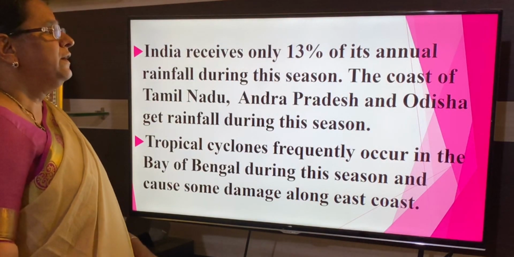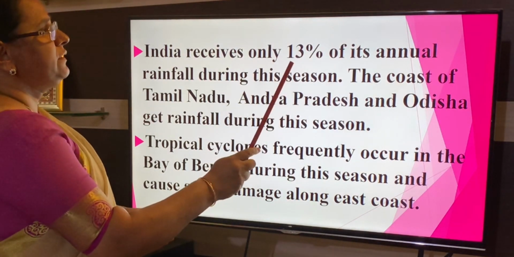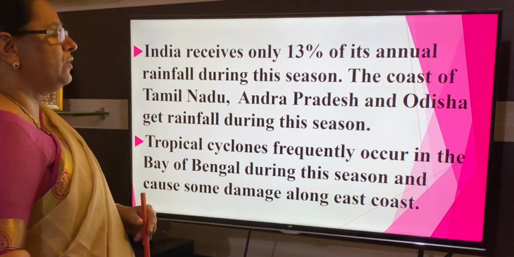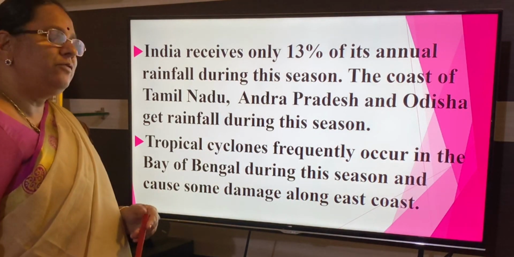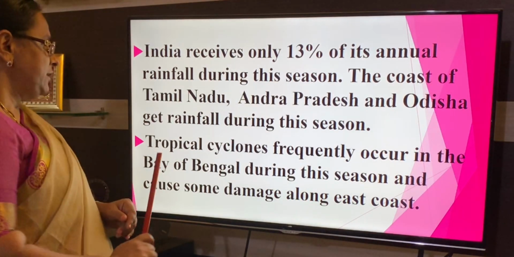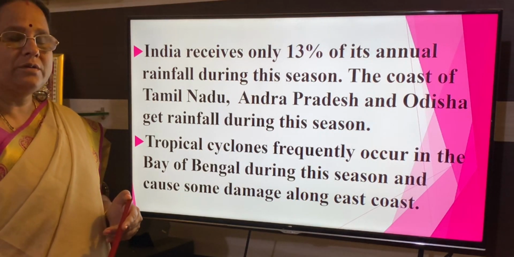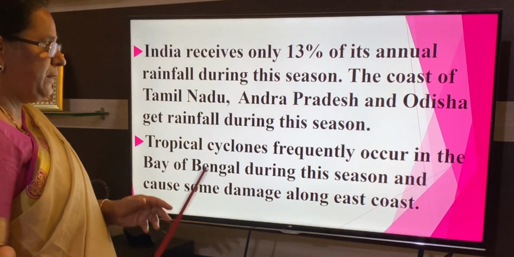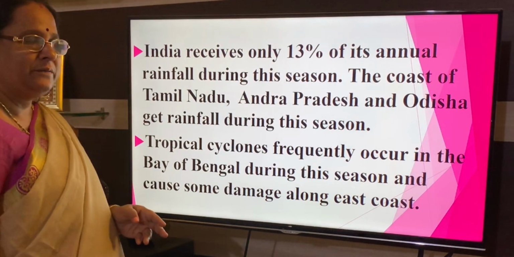Next we will see the annual rainfall. What we receive during this season is only 13%. You will also see the coast of Tamil Nadu, Andhra, and Odisha will get rainfall during this season. And the most important, we also get tropical cyclones during this period. During the retreating monsoon season, we have tropical cyclones, and these will mainly affect the east coast. They will damage the east coast.